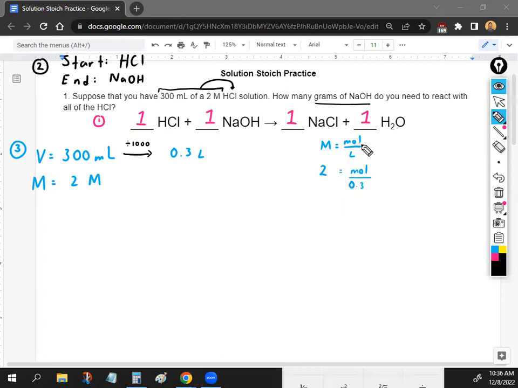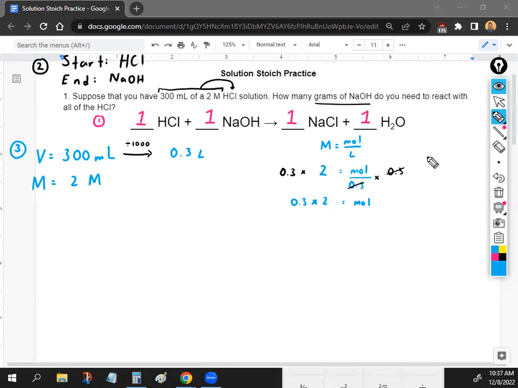Okay, and then from there, it's just basic algebra. You just want to make moles by itself. So to get rid of something on the bottom of a fraction, we're just going to multiply by 0.3 on both sides. That lets us cancel out 0.3. And then on the left side of the equation, we have moles. And then on the right side, all you have to do is 0.3 times 2.